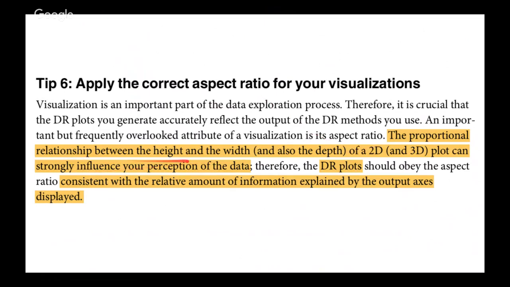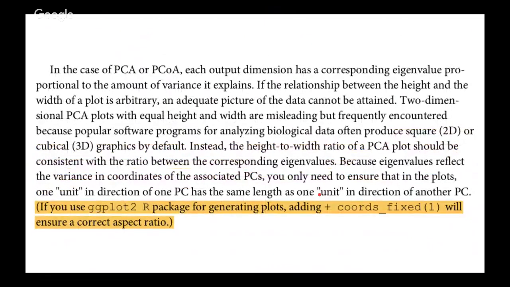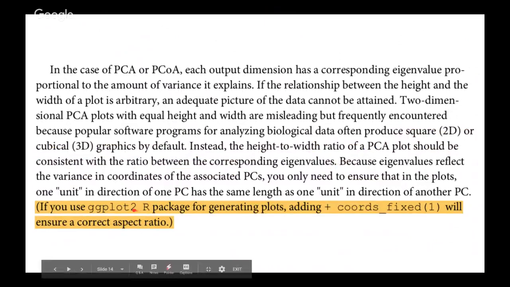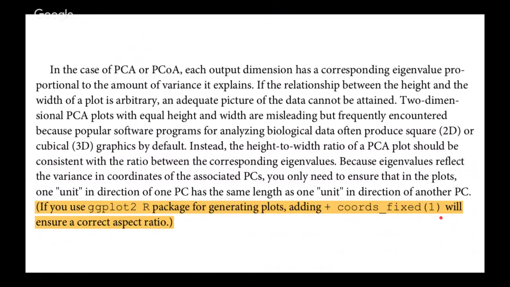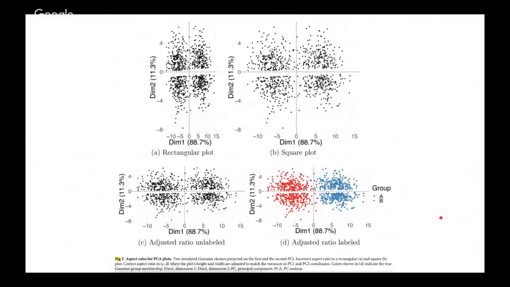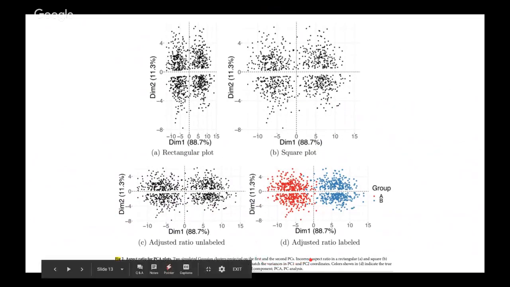The proportional relationship between the height and the width, and also the depth of a 2D or 3D plot, can strongly influence your perception of the data when you're doing visual validation. DR plots should be consistent with the relative amount of information explained by the output axis displayed. A way of doing this is to use ggplot2 in the R package for generating plots and adding the coord_fixed flag, which will ensure the correct aspect ratio. So this is one way of looking at it, in a couple of dummy examples of rectangular and square plots.